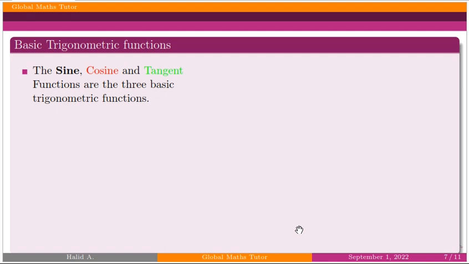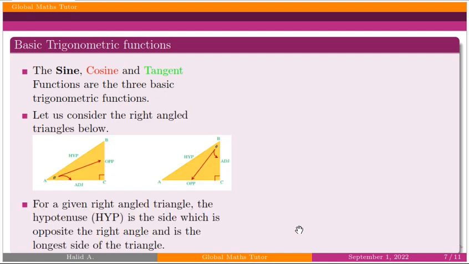Till now, we reviewed how to measure an angle, what a quadrant is, and how to measure in radians. Now, let's see what the basic trigonometric functions are, and after defining them, let's see how to find trig values. Sine, cosine, and tangent are the three basic trigonometric functions. Let's consider a right angle triangle. ABC is a right angle triangle.